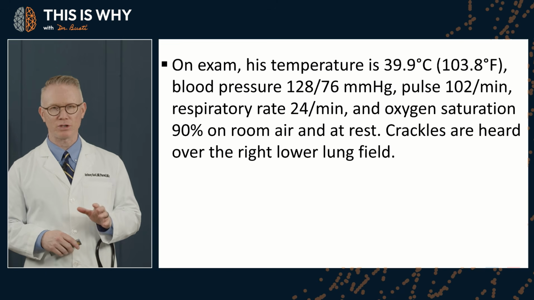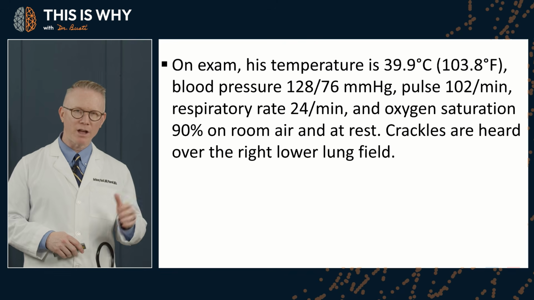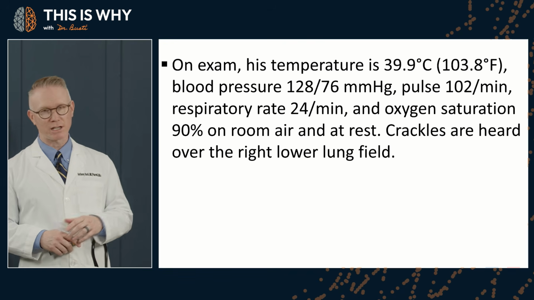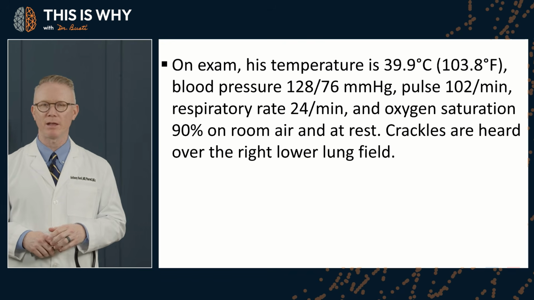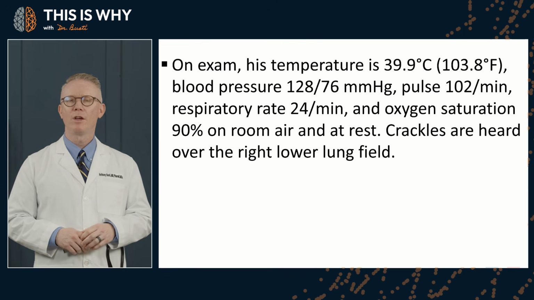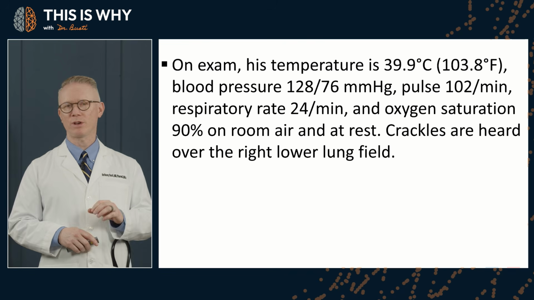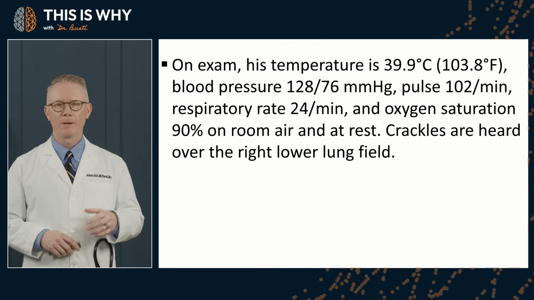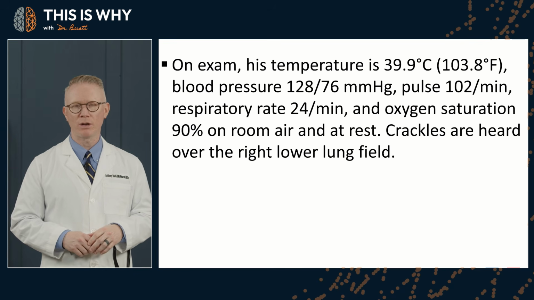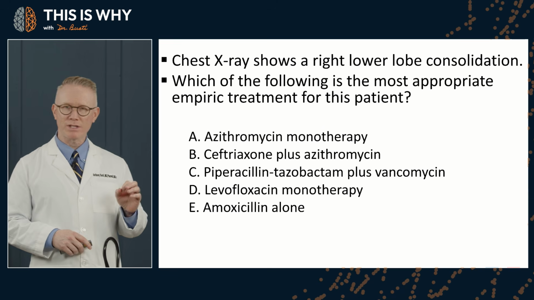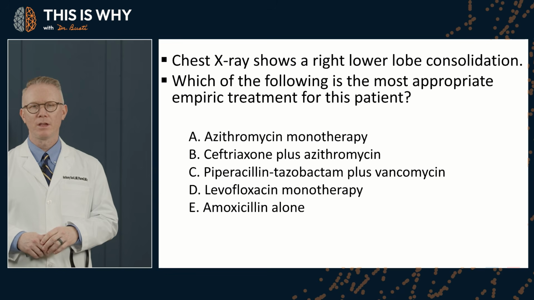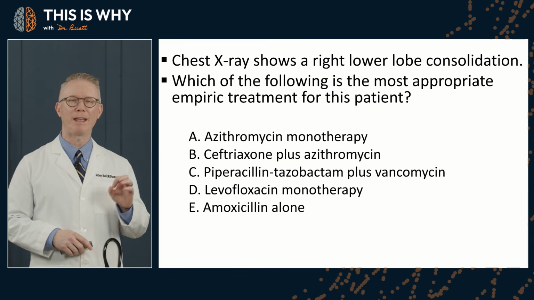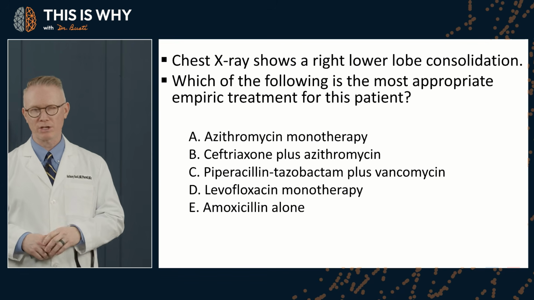On exam, his temperature is 39.9, roughly 103.8 degrees Fahrenheit. Blood pressure is 128/76, so he's maintaining some hemodynamic stability. Pulse is 102. Respiratory rate is 24, and oxygen saturation is 90% on room air and at rest, so not with exertion. Crackles are heard over the right lower lung field. Chest x-ray shows an infiltrate in that area. So, here's the stem of the question: which of the following is the most appropriate empiric treatment for this patient?